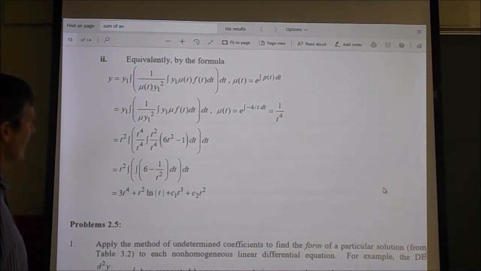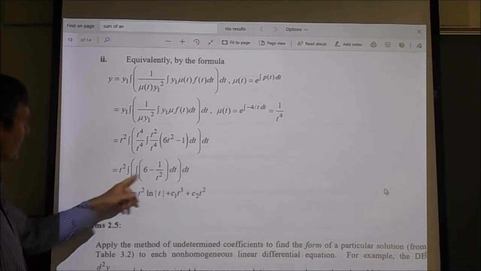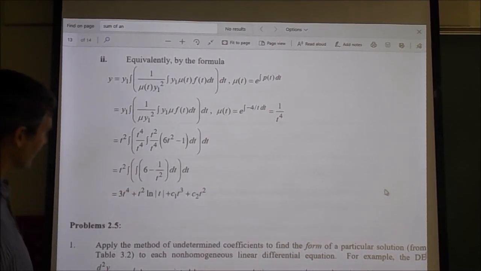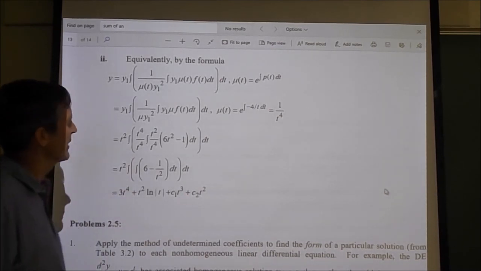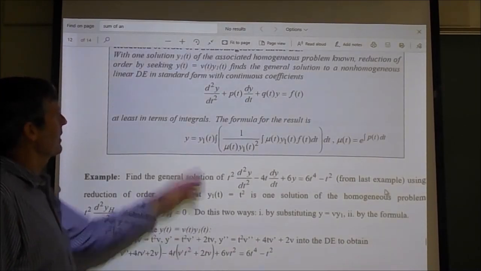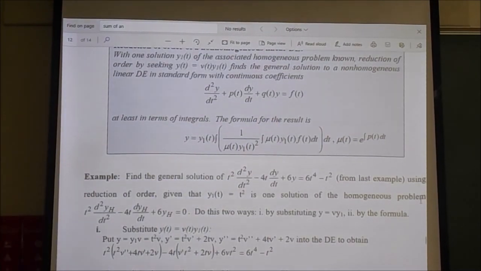Reduction of order can solve a homogeneous problem, or it can solve the non-homogeneous problem. We put in f equal to whatever function you like, provided you can do the integrations and guess y1 before you begin. This one allows you to solve the same differential equation we did with variation of parameters, only knowing one solution of the homogeneous.